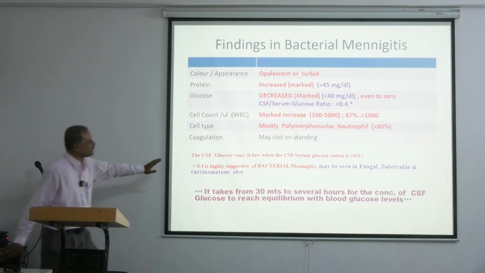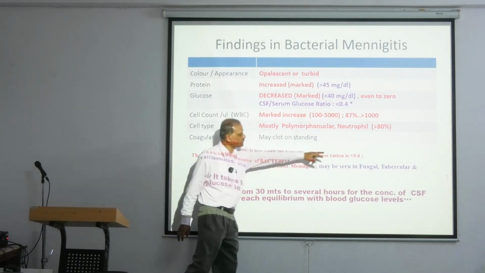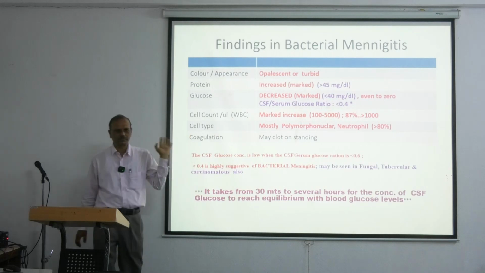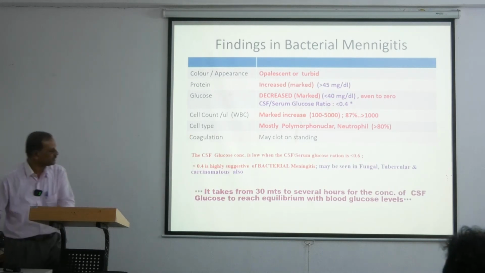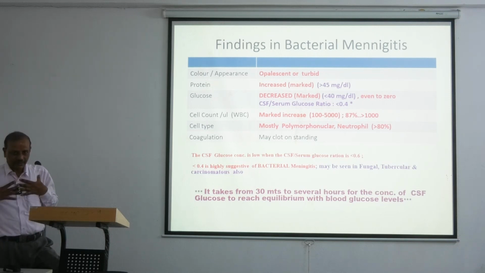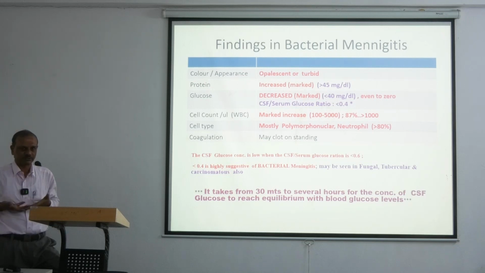I told you CSF glucose is almost 60% of blood glucose. So if the ratio is less than 0.6, it is almost indicative of bacterial meningitis. And as I told you earlier, it takes about 30 minutes to several hours to equilibrate, because if I take a blood sample right now from my blood and CSF also, this 60% will not be there. It will reflect what my blood glucose level was 4 hours before. Do you get my point?